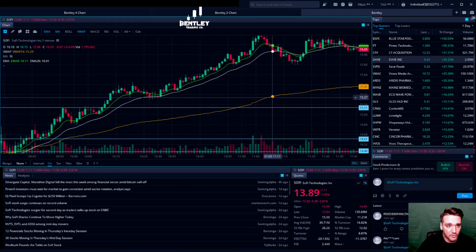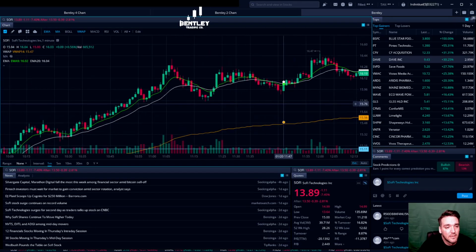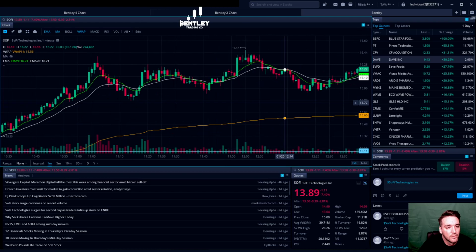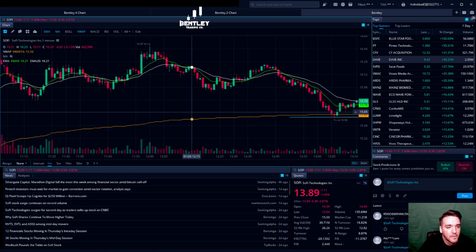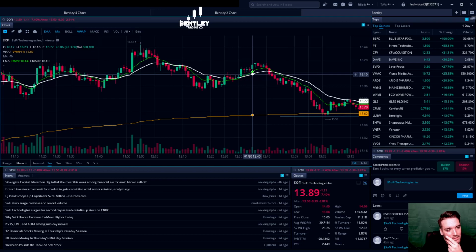But as far as going down on a play, let me see where this one topped out. This is what I'm looking for on short entries. See if I can give you an example right here. Basically what I'm looking for on a short entry is of course the 9 and the 20. I use the 20 EMA for short entries.